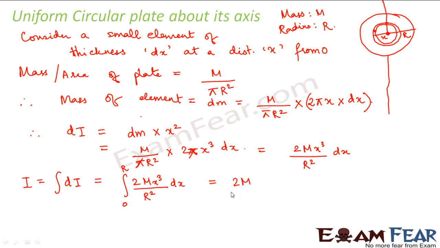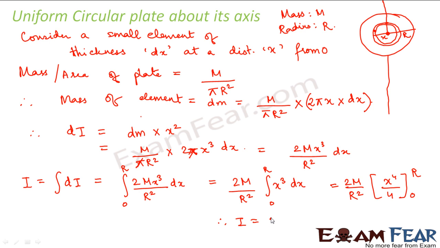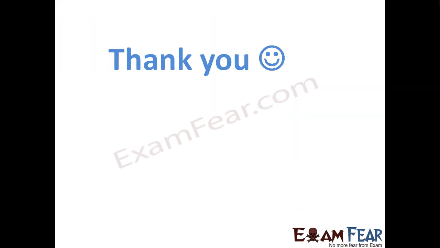So this becomes equal to 2M divided by R square into integration of x cube dx from 0 to R. So this is equal to 2M divided by R square into x to the power 4 divided by 4 from 0 to R. Therefore, I becomes equal to MR square divided by 2. So this is the moment of inertia of a uniform circular plate about its axis. Now I hope that you are able to understand the approach which we follow in order to calculate the moment of inertia. Thank you.